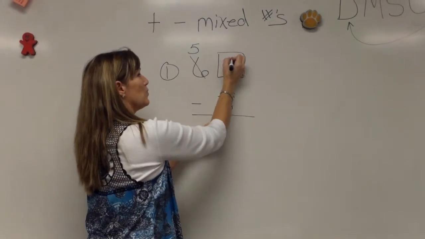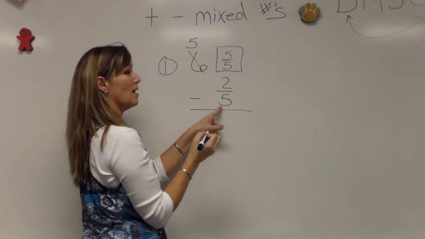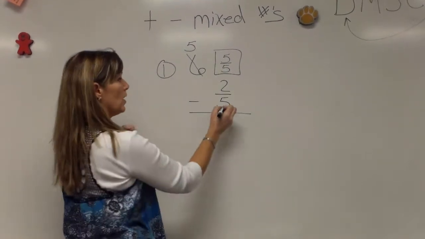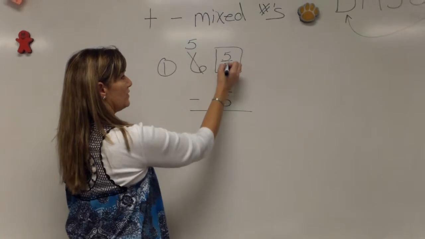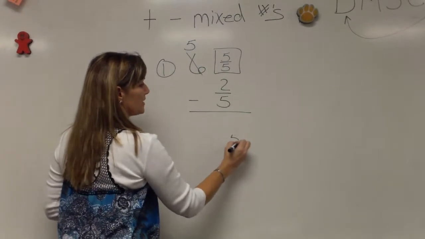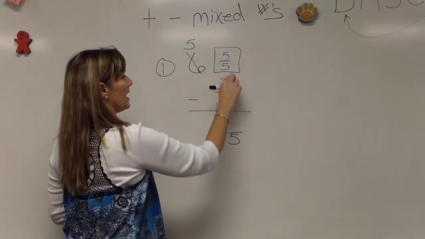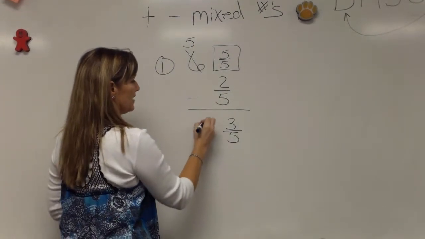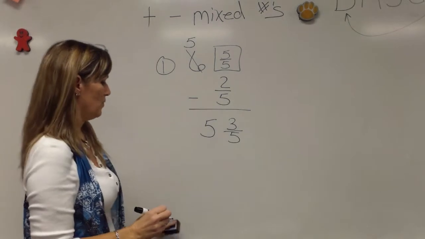Well, in order for it to equal 1, it has to have a 5 on the top. 5 over 5, 3 over 3, 4 over 4, those equal 1. This tells me I want a 5 over 5. Now I'm going to write down my denominator. I subtract my numerators. My whole number, 5 minus nothing, is 5. And that will not reduce.